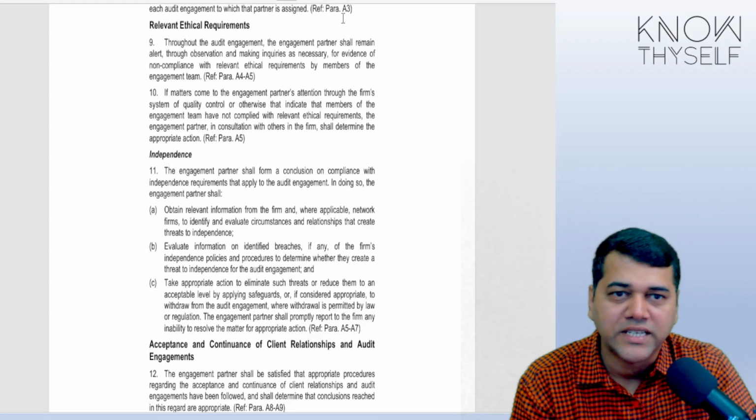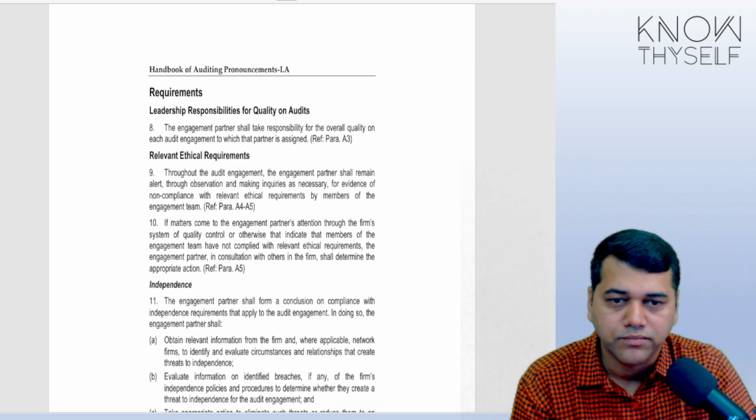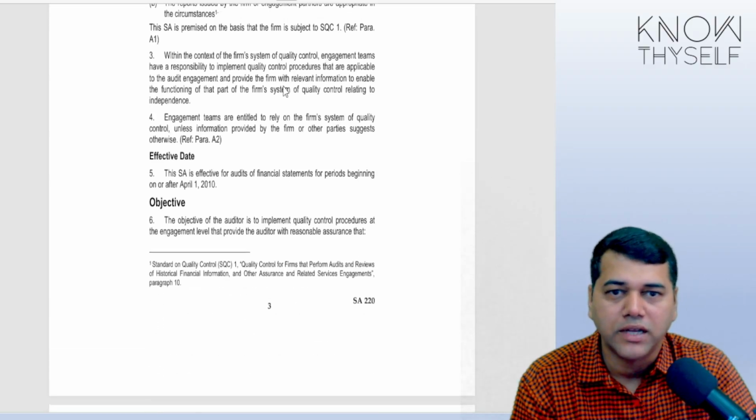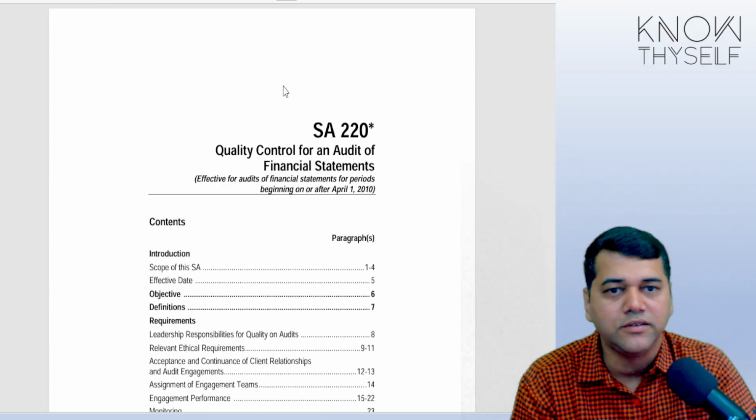See, this is a bare standard. I hope you are able to see now. This is a bare standard, okay? A bare standard will look like this. See, this is SA 220.